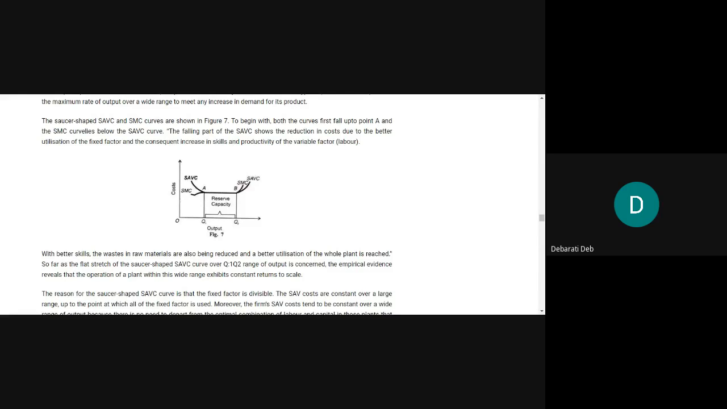I don't know what you are doing. Please draw this diagram, okay? It's very easy to draw. Draw this. So till, okay.